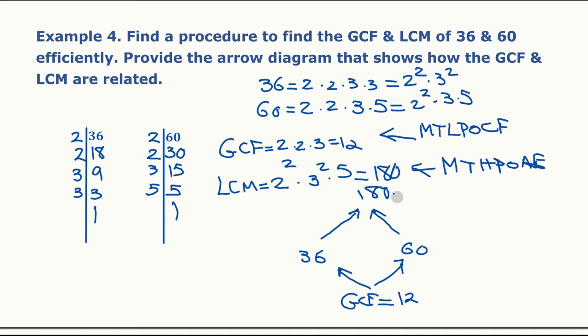The really nice thing about this procedure is it's very systematic. You can't go wrong. And a lot of students have a very difficult time trying to come up with this by just guessing, etc. So it takes all the guesswork out of it, right? You can just go through the procedure and you'll find both the GCF and LCM. So for the GCF, multiply the lowest power of common factors. For the LCM, multiply the highest power of all factors. And that's it.